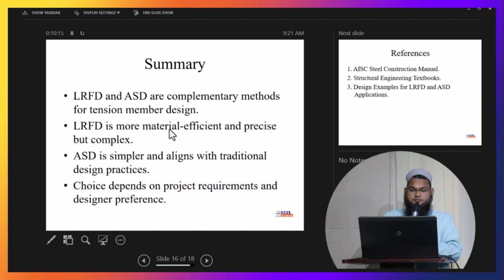Here's a summary of this comparison. LRFD and ASD are complementary methods for tension member design. LRFD is more material efficient and precise but complex. ASD is simpler and aligns with traditional design practices. The choice depends on project requirements and designer preference.